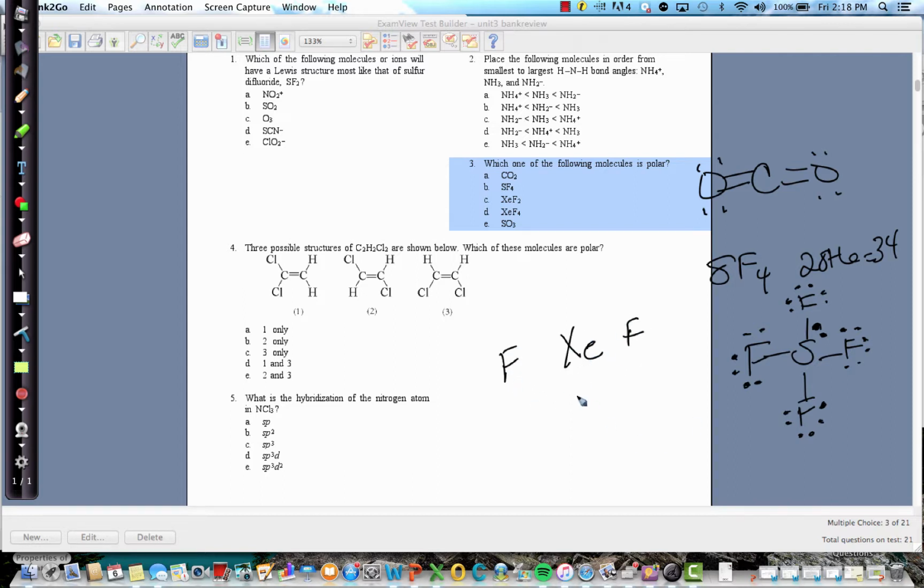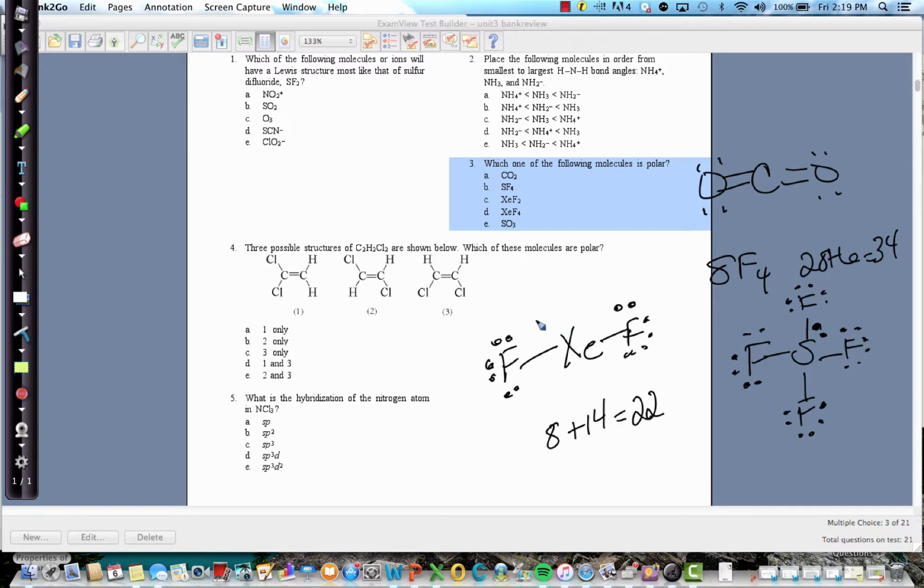Now xenon has 8 electrons. Fluorine has 7, and there are 2 of those, so plus 14. That will give me 22 electrons. So make single bonds and distribute, 2, 4, 6, 8, 2, 4, 6, 8. Now I have 8 around this fluorine and 8 around this fluorine. I have 16 electrons, so leftover electrons will go on the xenon.